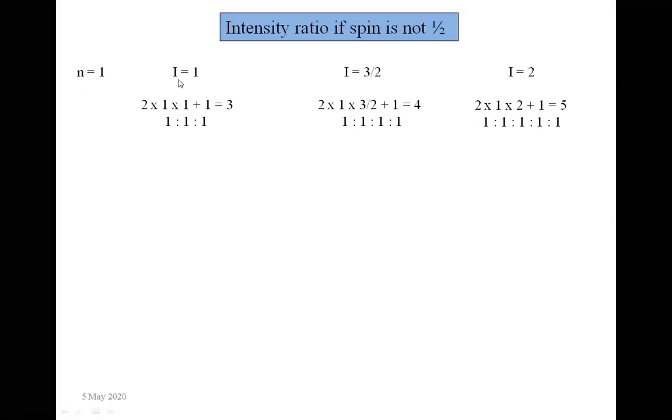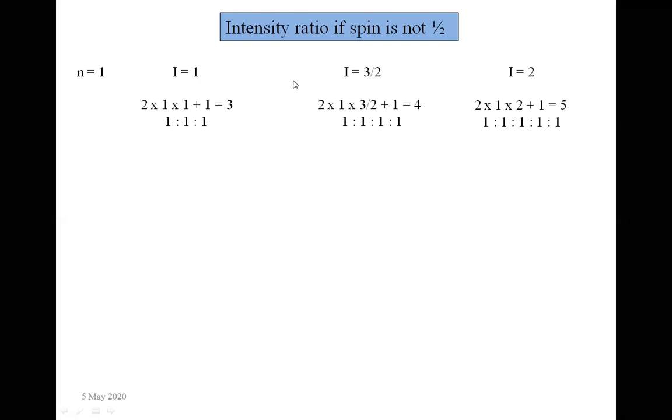In case of n is equal to 1 and if spin is 1 only, then we will calculate like this: 2 into n is 1 into spin is 1 plus 1 is equal to 3, and their intensity ratio will be 1 is to 1 is to 1. If spin is 3 by 2, then we calculate 2nI plus 1, that is 4. Total lines are 4 and intensity ratio will be 1 is to 1 is to 1 is to 1. And if I is equal to 2, then 2 into 1 into 2 plus 1 is equal to 5 lines, where n is equal to 1, nucleus is 1, and the intensity ratio will be 1 is to 1 is to 1 is to 1 is to 1.